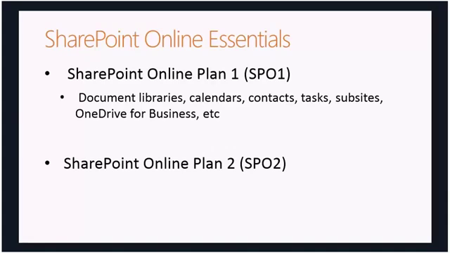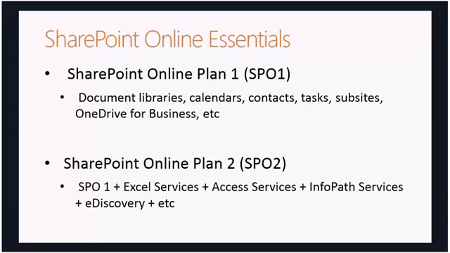The SharePoint Online Plan 2 will give you all the features of SharePoint Online Plan 1, but includes advanced features like Excel Services, Access Services, InfoPath Services, eDiscovery, and so on. So different SharePoint Online plans are included in different suites. They can also be purchased as standalone offerings. Both plans include Office Online.